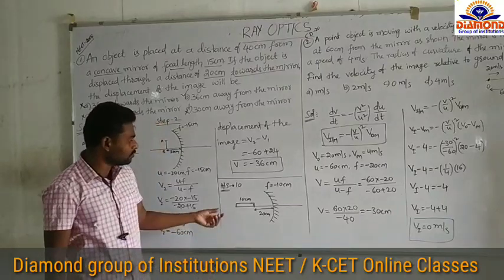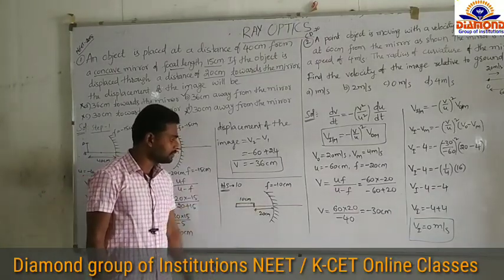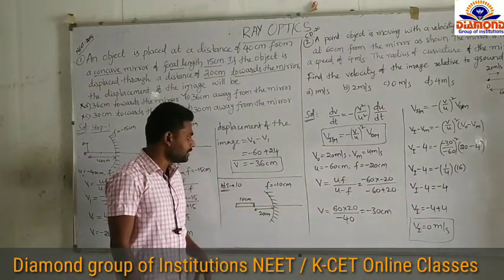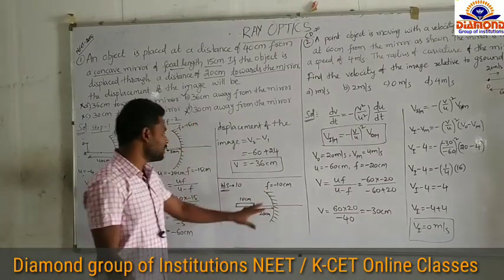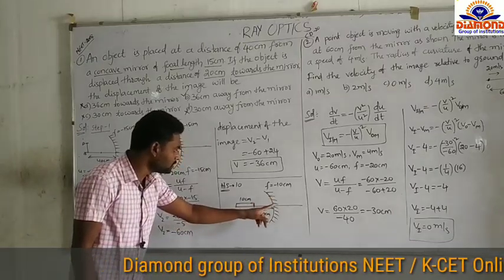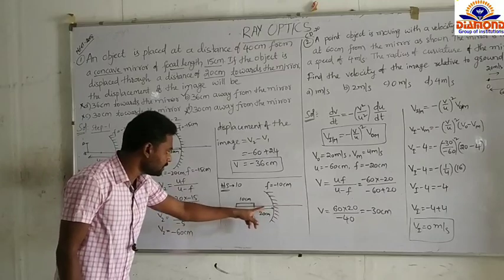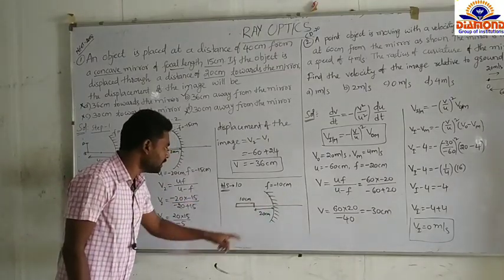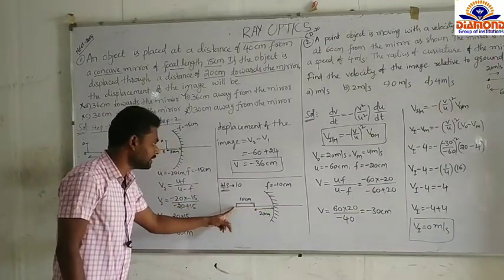Same here, they mention one rod, a 10 centimeter length rod, kept along the principal axis, 20 centimeters from the pole of the mirror, and the focal length of the mirror is given as 10 centimeters. So same thing here also. What is the distance of the first end from the pole? That means 20 centimeters. So initially the distance of the first end is 20 centimeters. The distance of the second end is 20 plus the length of the object, 10 centimeters, so the second end distance is 30 centimeters.